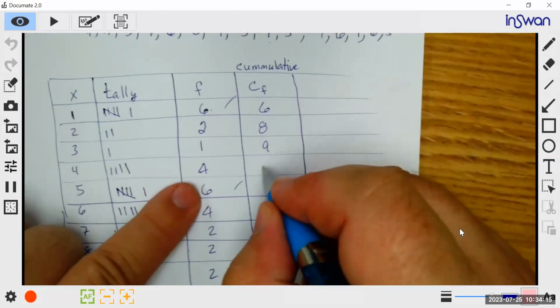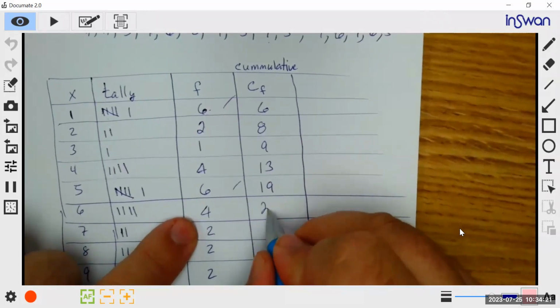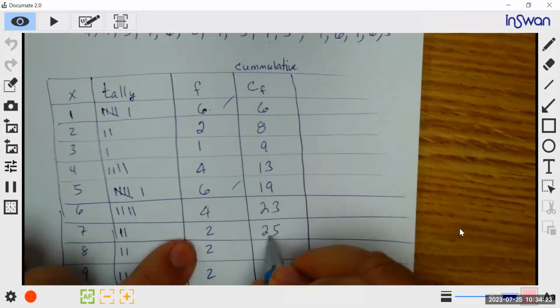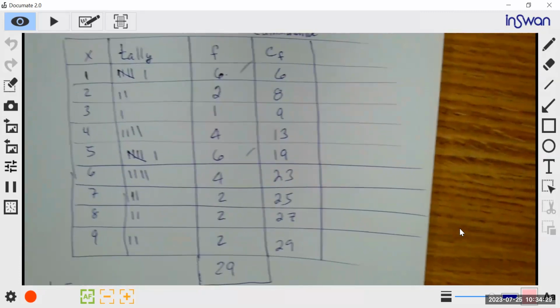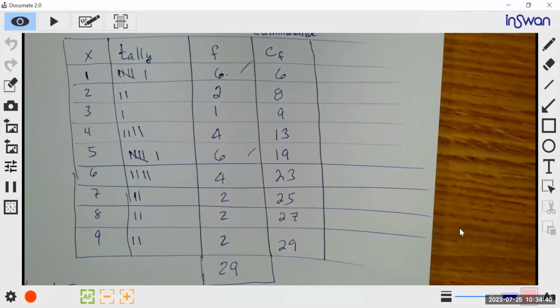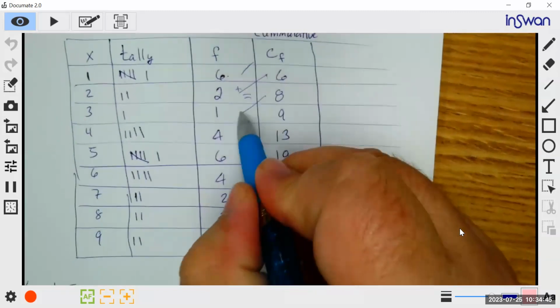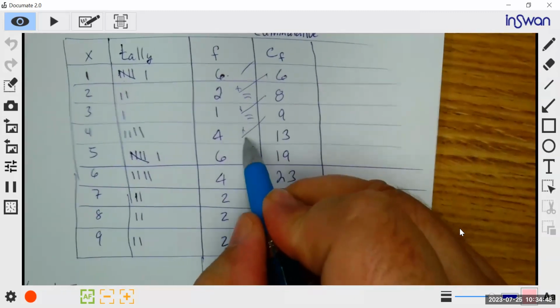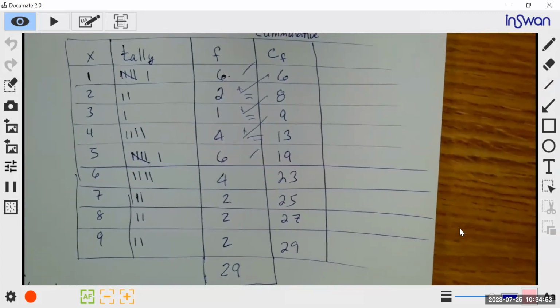Plus 1 is 9, plus 4 is 13, plus 6 is 19, 23, 25, 27, 29. So it keeps a running total of how many numbers I have. Everybody okay with that? Cumulative frequency. So I start off with this first one, then add that, then add that, and keep on going. It's a running total. I need to find the 15th number.